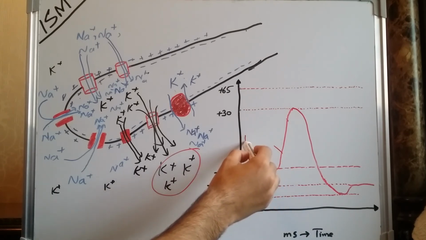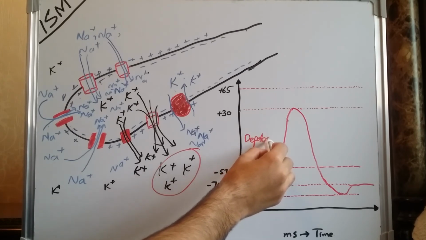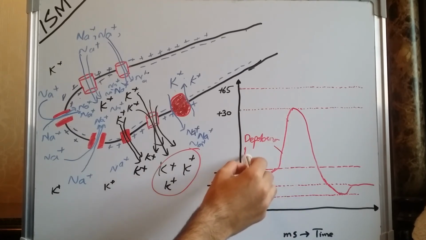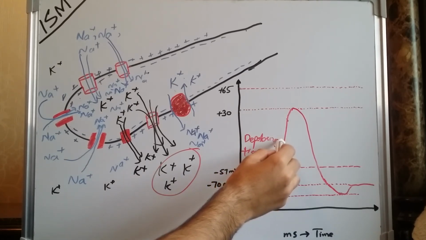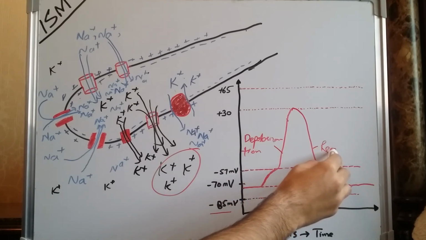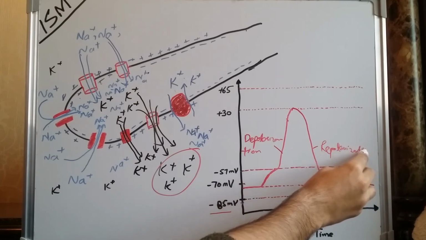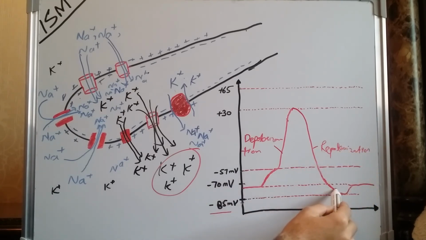So here is the graph. Depolarization and repolarization. This one we call hyperpolarization.